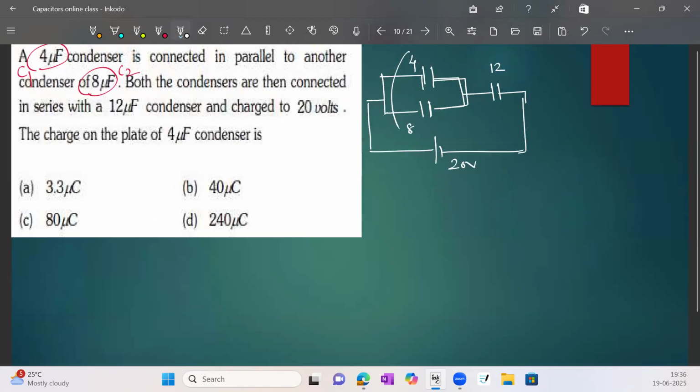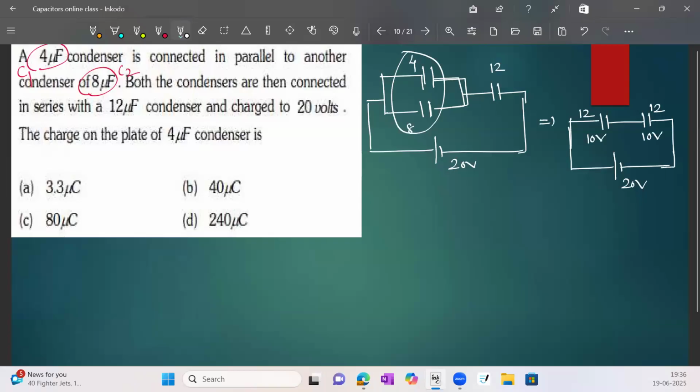First, these two are connected in parallel, so it becomes 8 plus 4, 12. So this is one capacitor, 12. And these two are connected to the voltage 20 volts. This is 12, this is 12. Now see here, 12 and 12 means both the capacitors are equal, so they will share the voltage equally, 10 volts. Means here also voltage is 10 volts, here also 10 volts.